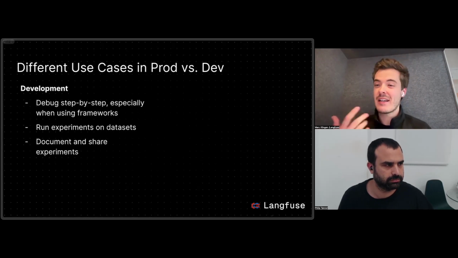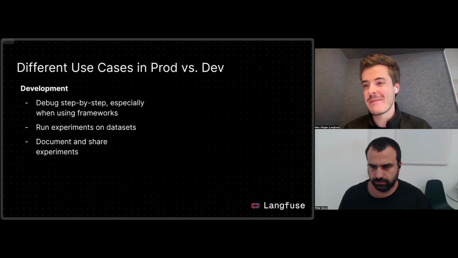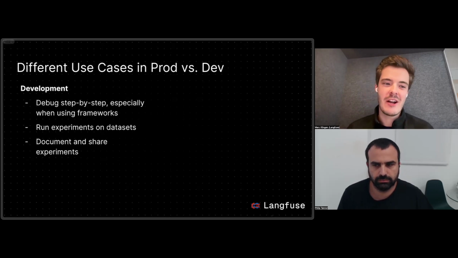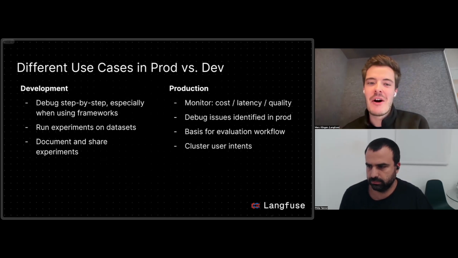Also, it's more about these dataset experimentations. I'll give a concrete example for datasets in 10 minutes, and to document and share experiments, because otherwise if you just console log them and then one hour later realize it didn't increase in quality, to say it nicely, it's really difficult to understand what I actually did one hour ago and why it behaved in a good way. So it's a lot about tracking what's going on, and then in production more about monitoring cost, latency, quality, to debug issues identified. I'll touch on how to identify issues, and to be the basis for your whole evaluation workflow, and maybe cluster user intents if you're unsure about what users are actually doing and where they might be out of sample from what you developed for.